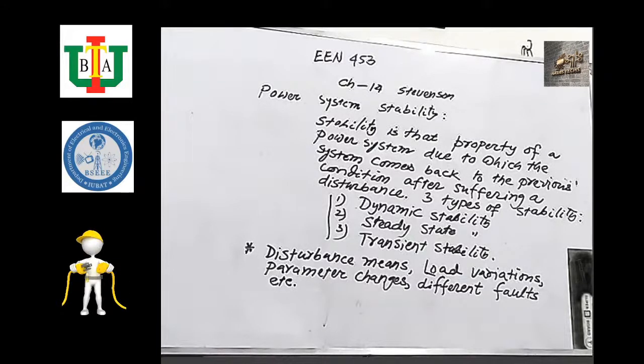Suppose I have a fever for 3 days. It is dynamic stability. But I have a fever for 1 month. It is steady state stability. Have you understood? Steady state stability is for a longer period, a small disturbance for a longer period. But transient stability is a very, very big stability problem. It is due to fault, short circuit fault, open circuit, ground fault. That type of fault is the case of a transient stability problem.